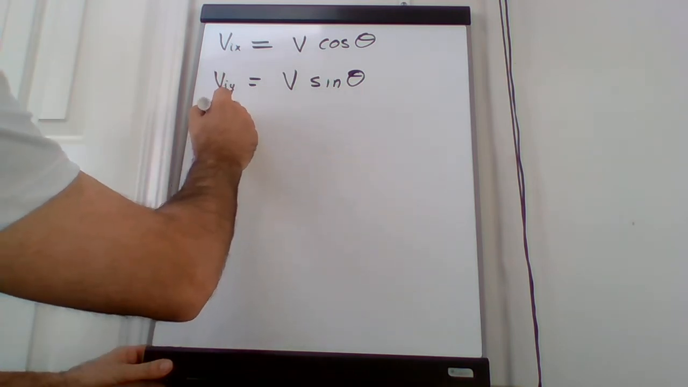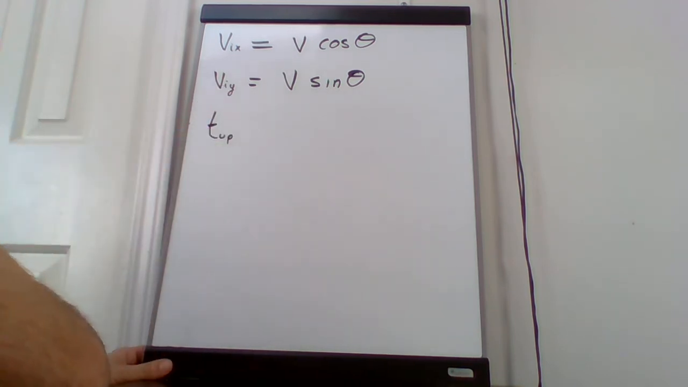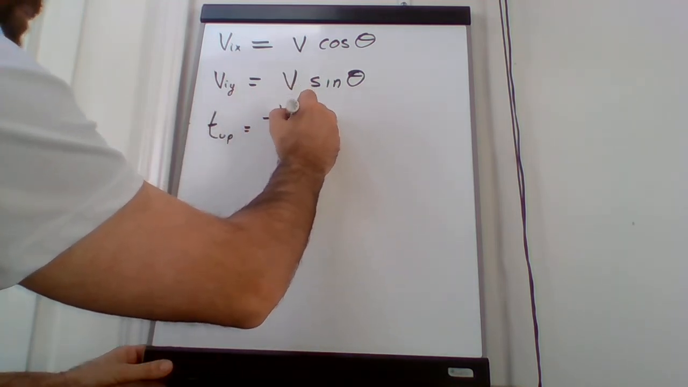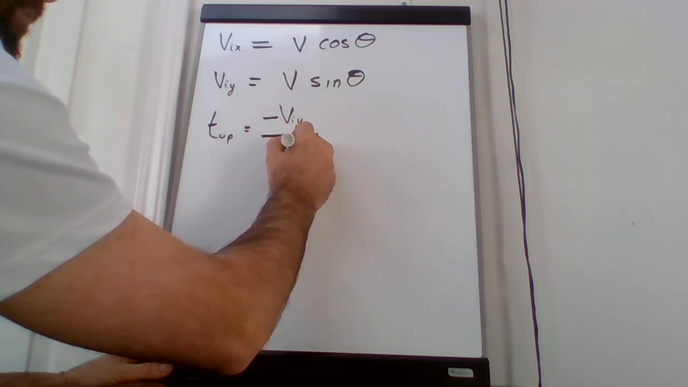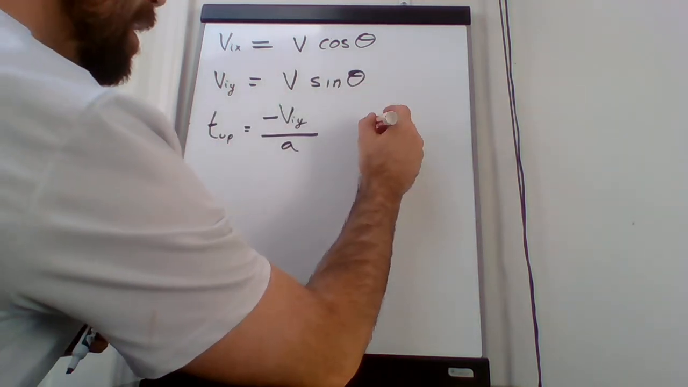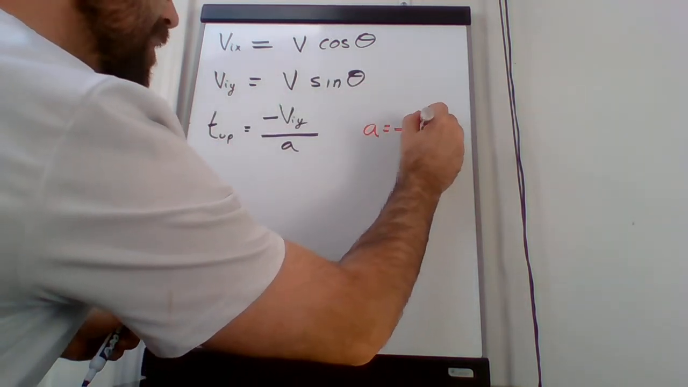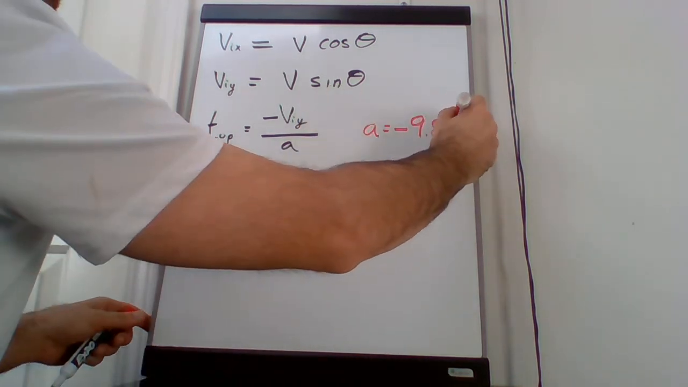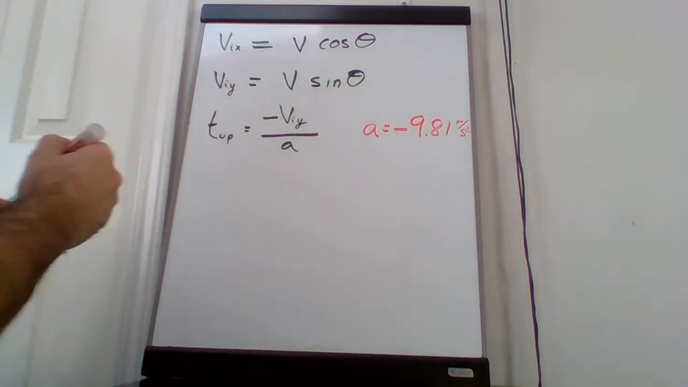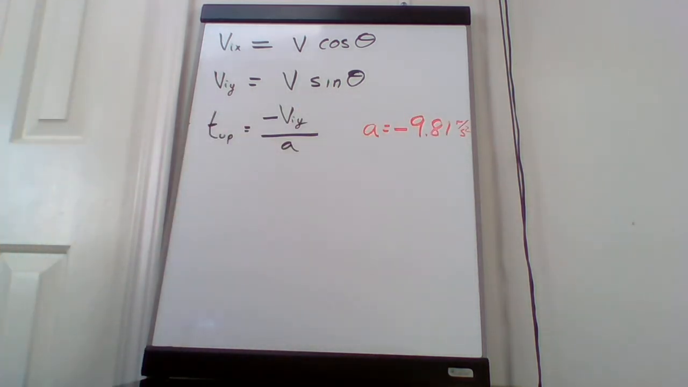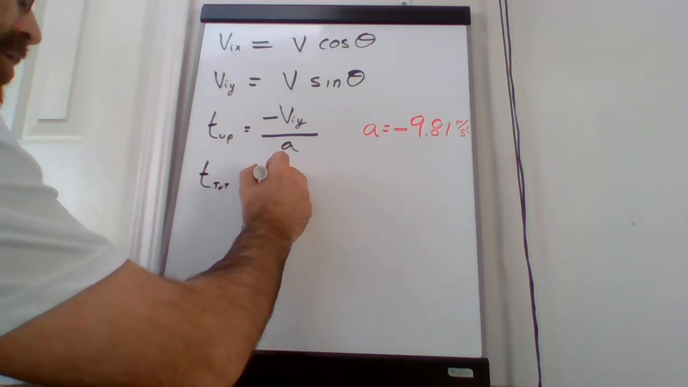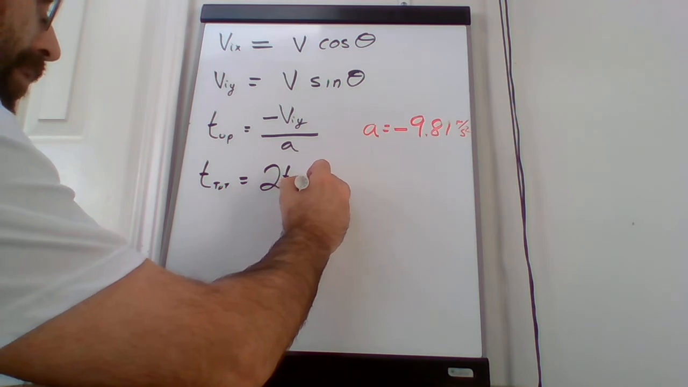When we are looking for that time in the upwards direction, just like I manipulated that formula before, we are going to have that negative Viy divided by the A. Okay, but we want to be careful here. A is negative 9.81 meters per second squared. Okay. Then when we got to figure out our time total, it is just double the time up.